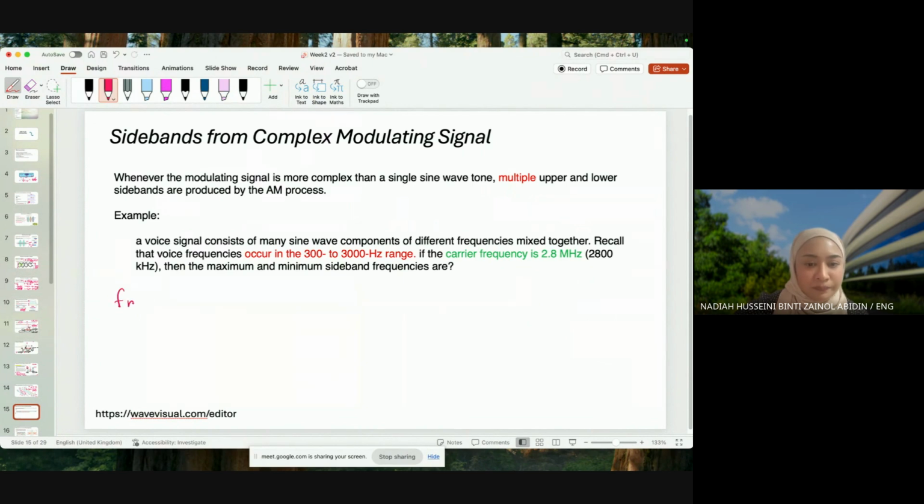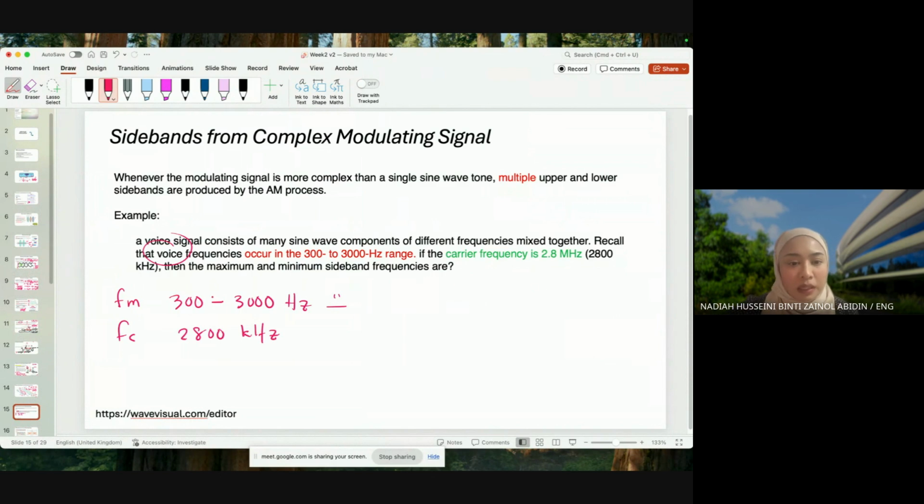Fm is given as our voice, my voice or your voice, from here. This is our not so great scenario, but we have to work with it. Fc is given as 2800 kilohertz. Do you want to work with megahertz or kilohertz? Doesn't really matter. It's giving me kilohertz, so I'm just going to use it. If you want to use hertz, by all means, use it. It's the same thing.